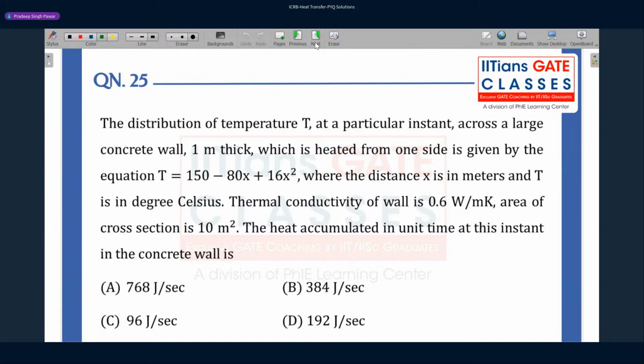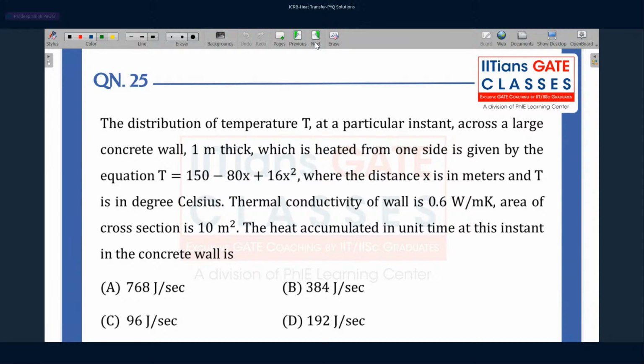So he has given you the temperature distribution equation. T is 150 minus 80x plus 16x square, where x is the distance in meters, and T is the temperature in degrees C. Thermal conductivity of the wall, he has given you 0.6 watt per meter Kelvin. Cross sectional area, he has given you 10 meter square.